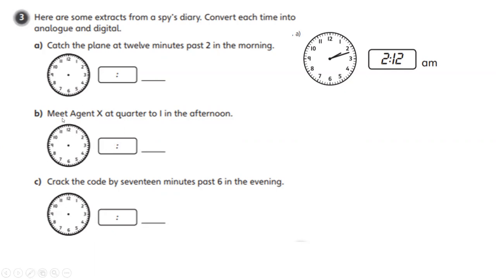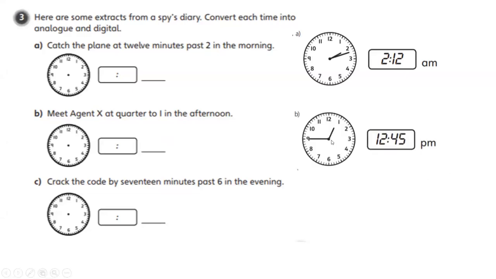And to write 12:45 on an analog, we know that at 12:45, it's traveling between the 12 towards the one. So our hour hand is going to be getting closer to the one here. So it's going to be somewhere up here. And the 45 will be pointing towards the nine. So here we are. That's our hand nearly at the one. And that's telling me 45 minutes, because 9 times 5 is 45. We've got 12:45. And because it's in the afternoon, we've put the PM there.